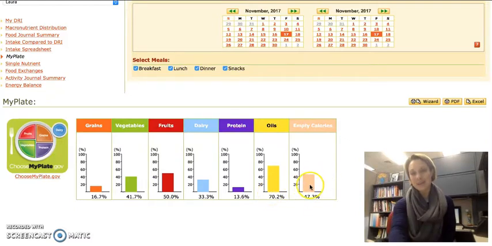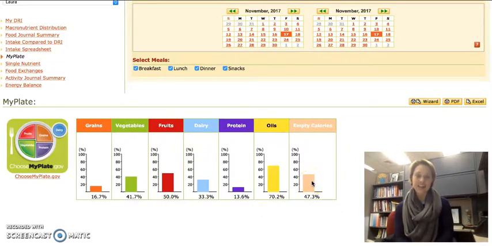However, since I had some cream in my coffee and there was some saturated fat in my cheese, I've already eaten almost half of my empty calories for the day. So the My Plate really gives you a good sense of where your empty calorie allotment for the day is coming from. And remember, you need to make sure that you log everything that you consume.